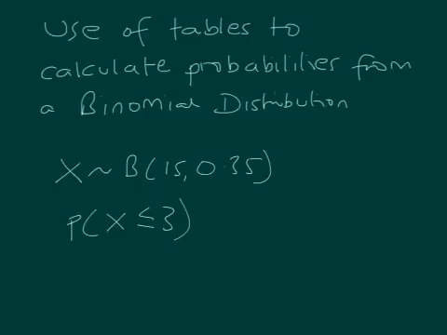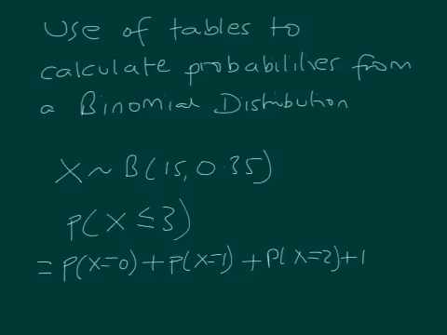Now clearly the probability that x is less than or equal to 3 is the probability that x equals 0 plus the probability that x equals 1 plus the probability that x equals 2 plus the probability that x equals 3. So we need to calculate all these probabilities separately.